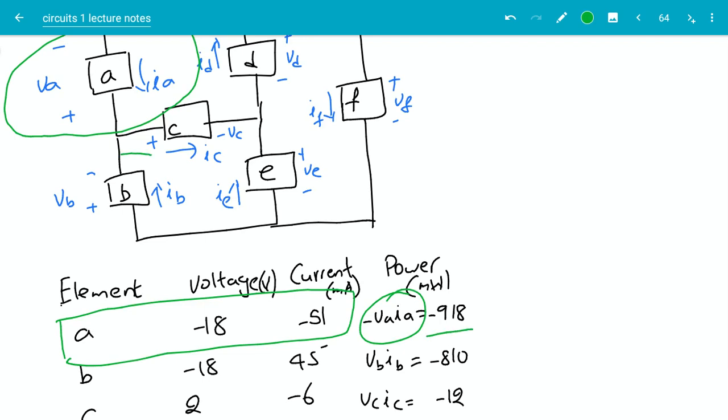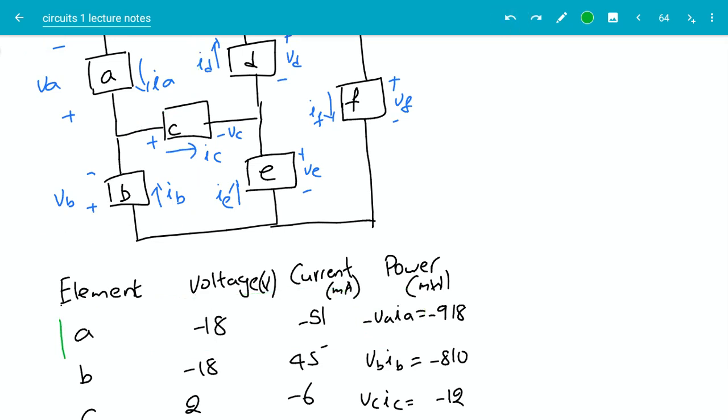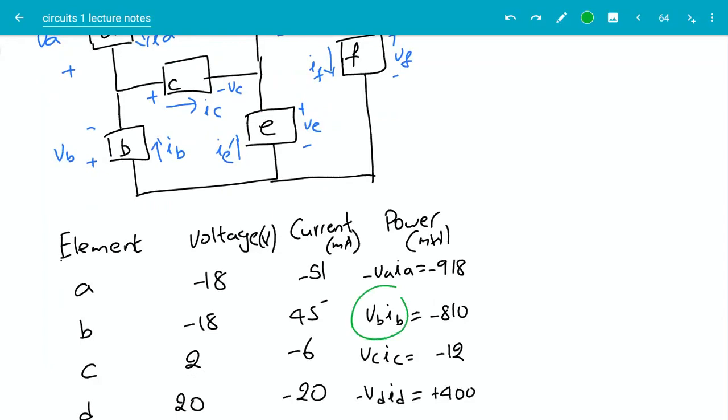So let's look at B here. If you look at B, the current IB is in the direction of the voltage drop, so it's going from positive to negative in terms of VB. That means my power should be positive VB times IB, because IB is in the direction of VB. And then that turns out to be negative 8 and 10.